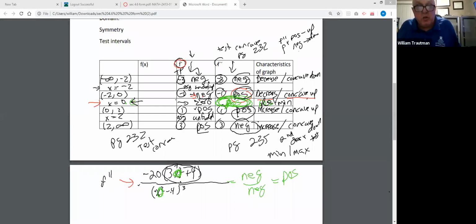Make sure you go back to the book, pages 232 and 235, and read those. They were in the PowerPoints. But I want you to look at them in the book, and I think that might help just a little bit.